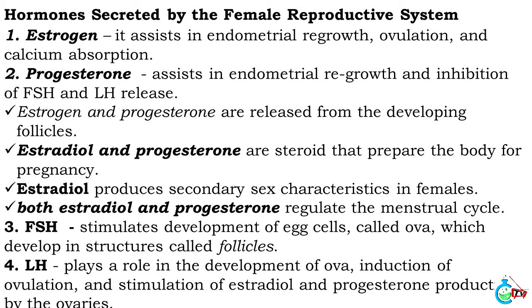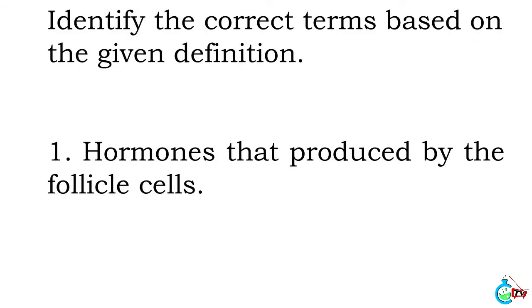3. FSH. Stimulates development of egg cells, called ova, which develop in structures called follicles. 4. LH. Plays a role in the development of ova, induction of ovulation, and stimulation of estradiol and progesterone production by the ovaries. Identify the correct terms based on the given definition.